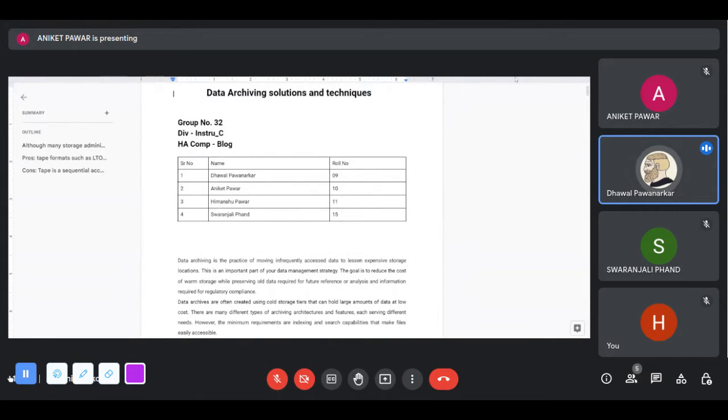Okay, so we are Group 32 from Vishwakarma Institute of Technology, and our topic of discussion is data archiving solution and techniques. So basically, going over the definition.